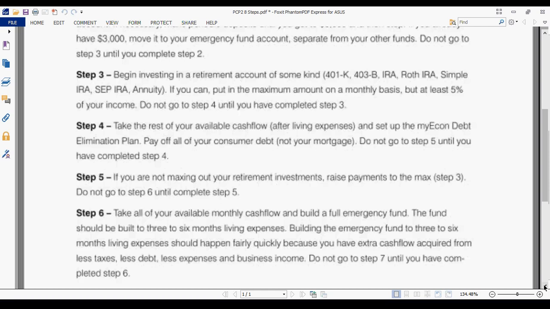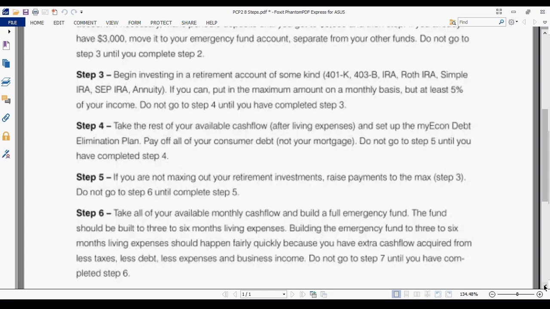How much additional income can you bring in? You know, you need that cash flow to get to where you want to be. Okay? After you've paid off everything, student loans, credit cards, everything but your mortgage, then you want to go to step number 5. Step number 5 says, if you are not maxing out your retirement investments, raise your payments to the max. Do not go to step number 6 until you've completed step number 5.